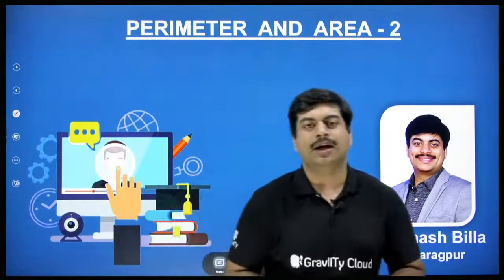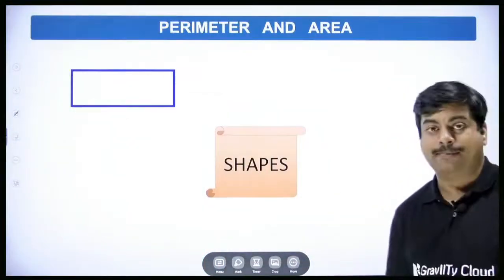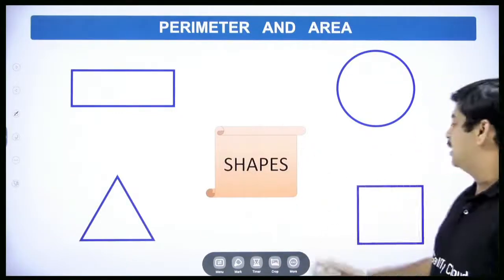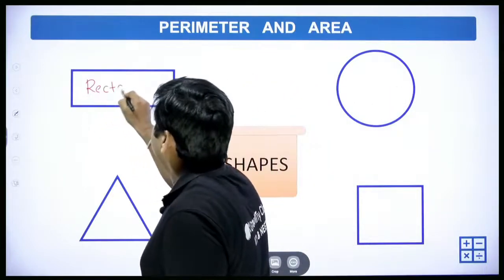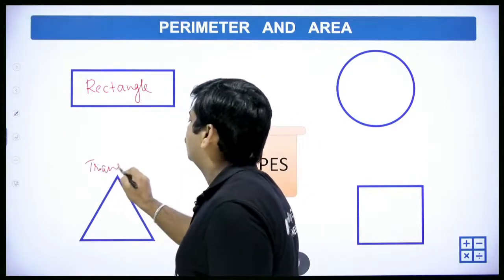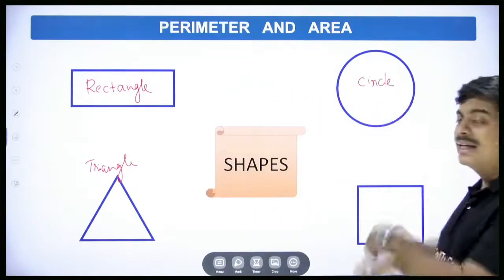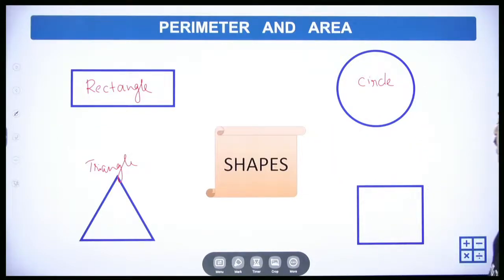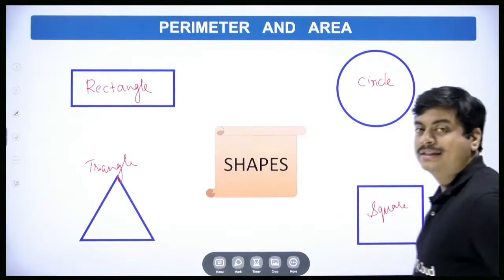Let's start today's session. What is the first thing we discussed yesterday? We discussed different shapes. This is called a rectangle, this is called a circle, this is a triangle and this is a square. Three-sided is called a triangle. For a circle, generally we don't say perimeter, we say circumference, which we'll learn ahead. When all the sides are equal, it is called a square. So that's what we discussed yesterday.